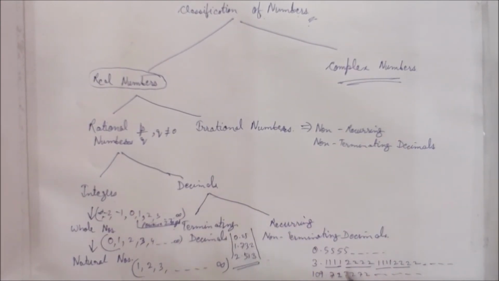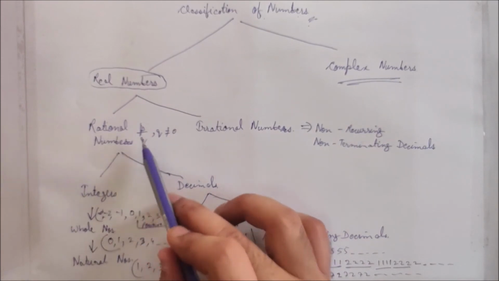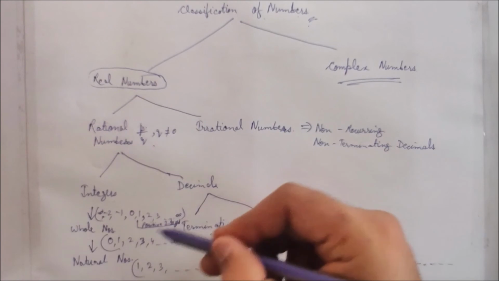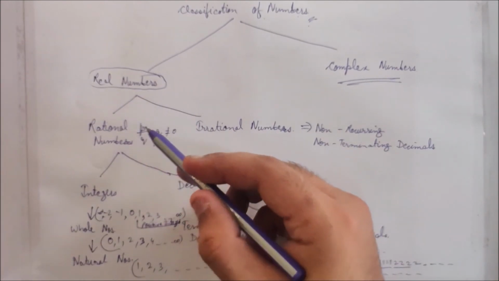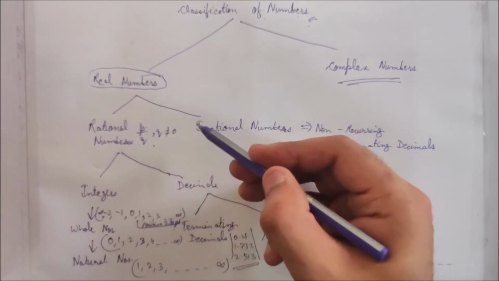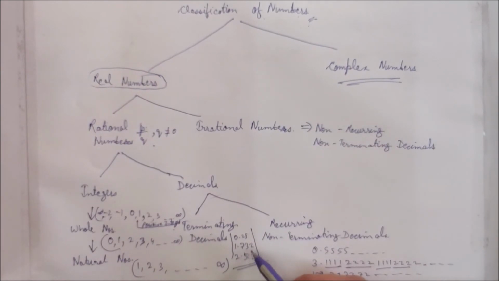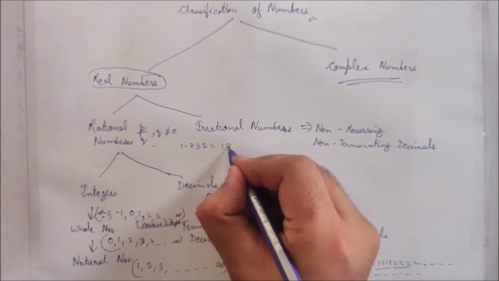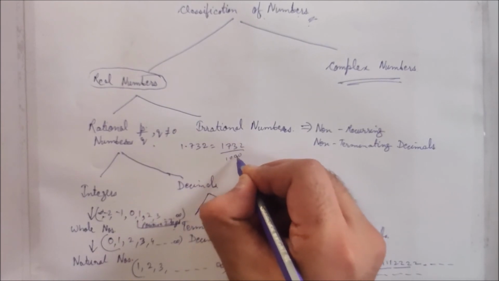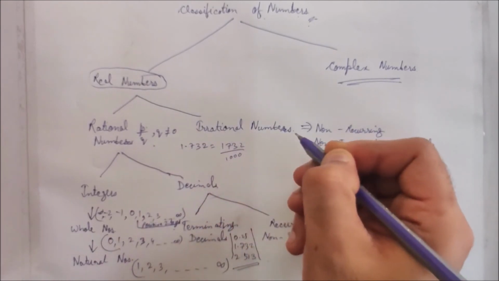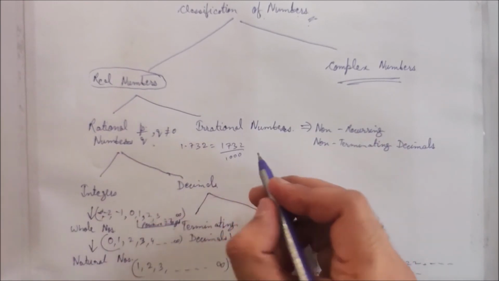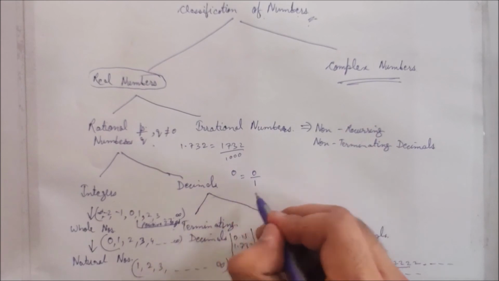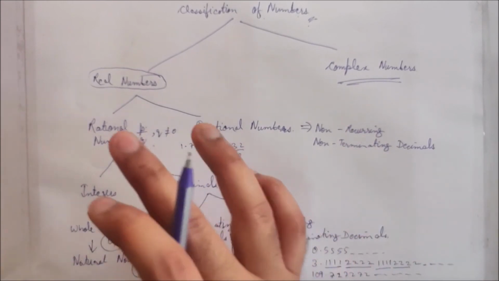So that's about decimals. Now rational numbers we have already done, that they are in the form of p by q. Any number you pick out of these can be expressed in the form of p by q, where q is not equal to 0. Just for an example, 1.732 can be written as 1732 upon 1000. 1000 is definitely not equal to 0, so that's a rational number. Even 0 can be expressed as 0 upon 1. It's again rational. So all these numbers are rational numbers.